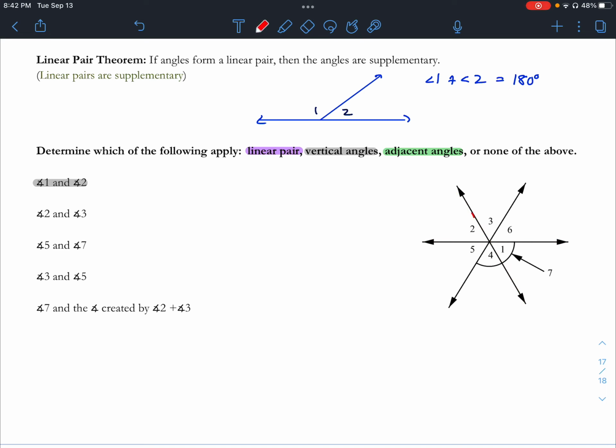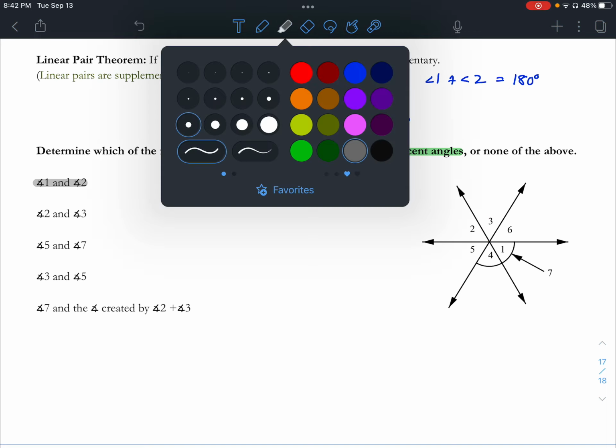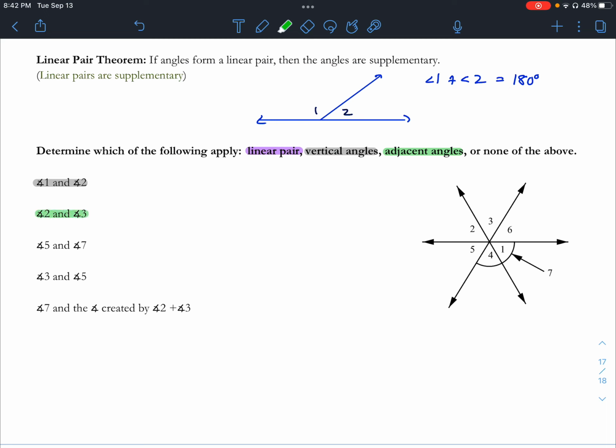Next up, I have angle 2 and I have angle 3. If I look at angle 2, we're looking right here. If I look at angle 3, right here, it looks like these are sharing a common wall. So I'm thinking those must be adjacent angles. Number 5 and number 7. Here's number 5. They've talked about number 7 as being this angle right here. Similarly, if I outline angle 5 and angle 7, they're once again sharing a wall right here. I would consider those to also be adjacent. We'll keep the highlighter green.